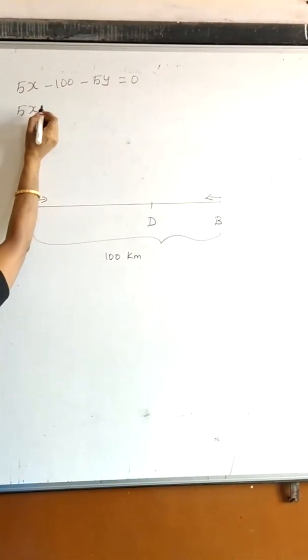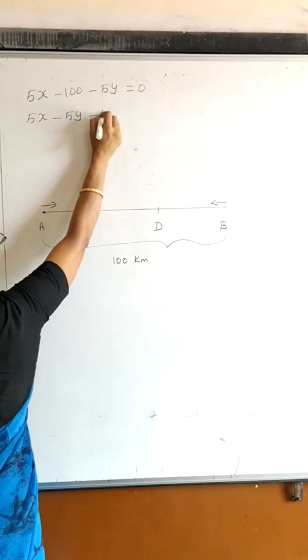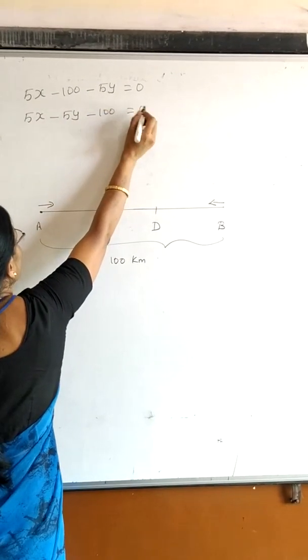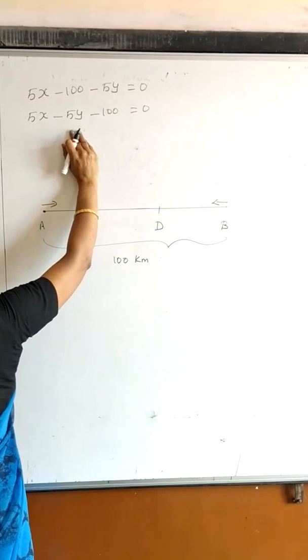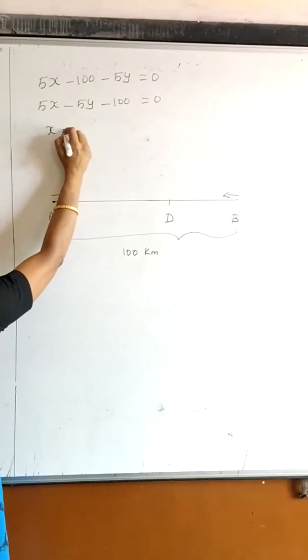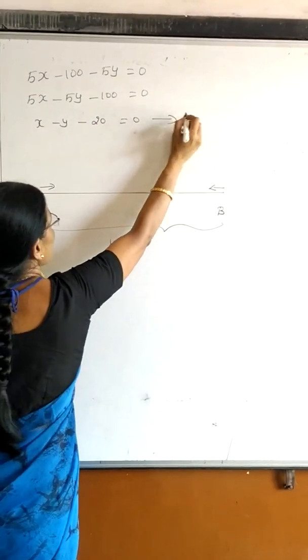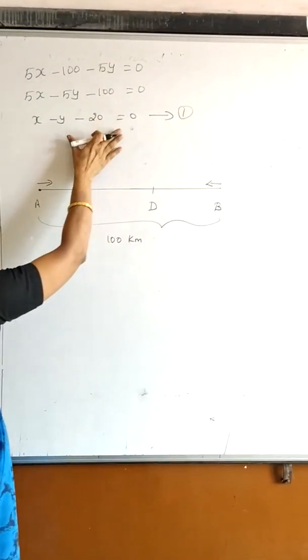So I rewrite it in the proper form: first the x term followed by the y term, then the constant, equal to 0. If you want, the equation can be reduced. Divisible by 5, dividing, we get x minus y minus 20 equal to 0, which is the first equation. Hope you understood.